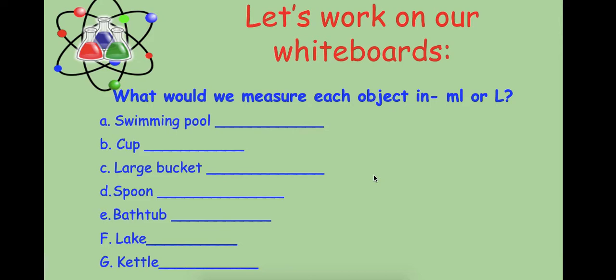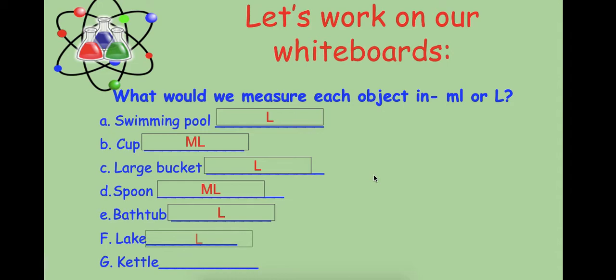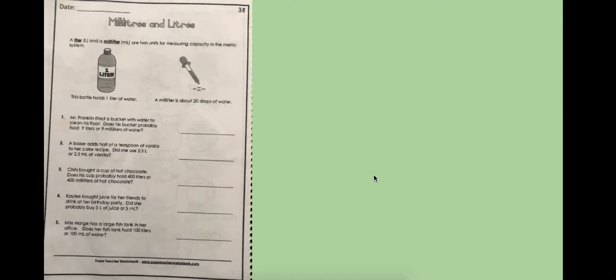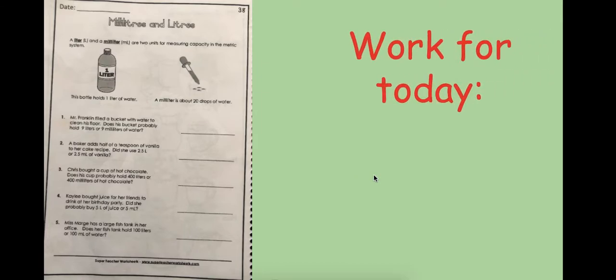Right, so here come the answers. A swimming pool in liters, a cup in milliliters, a bucket in liters, a spoon in milliliters, a bathtub in liters, a lake in liters, and a kettle would be in liters. I'm sure you got all of that right, boys and girls. That is fantastic.